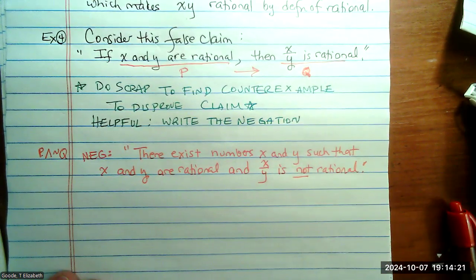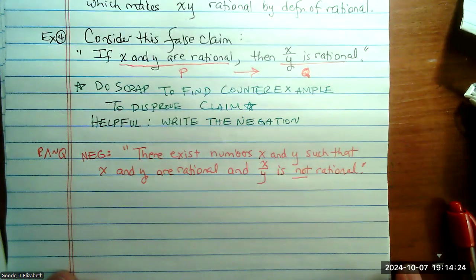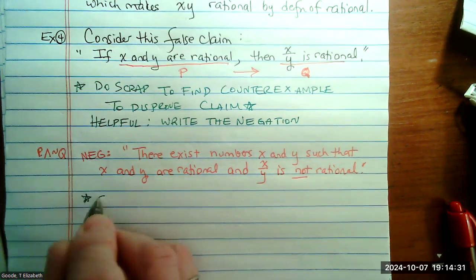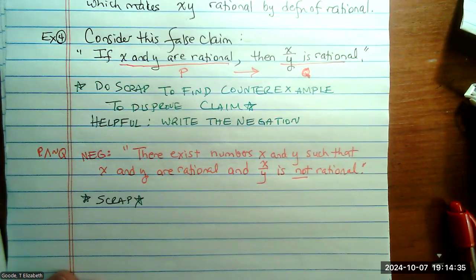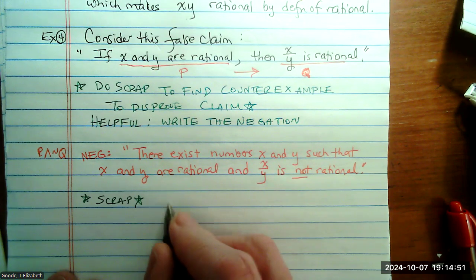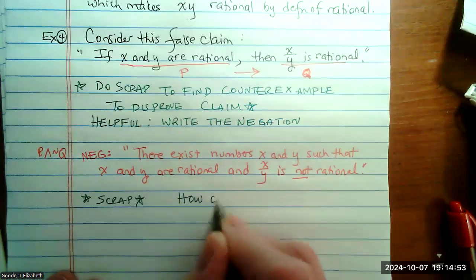So again, learning how to negate an if-then wasn't purely academic. You really need this stuff. Let's do a little scrap. Any ideas how we could find a rational number X and a rational number Y, where X over Y is not going to be rational? Think about it. How could this happen?